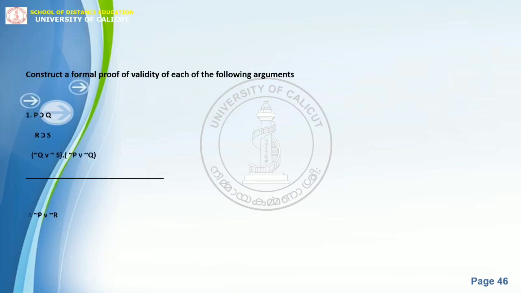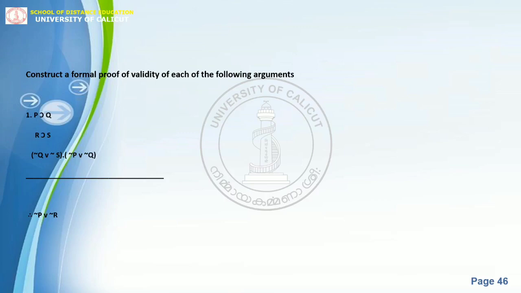Construct the formal proof of validity for each of the following. Here the first argument that we are going to prove is of the form given below: P implies Q, R implies S, negation Q or negation S, conjunction negation P or negation Q. The answer is therefore negation P or negation R. First of all we have to look at the conclusion given down here, that is negation P or negation R. How can we derive the conclusion from the given premises?